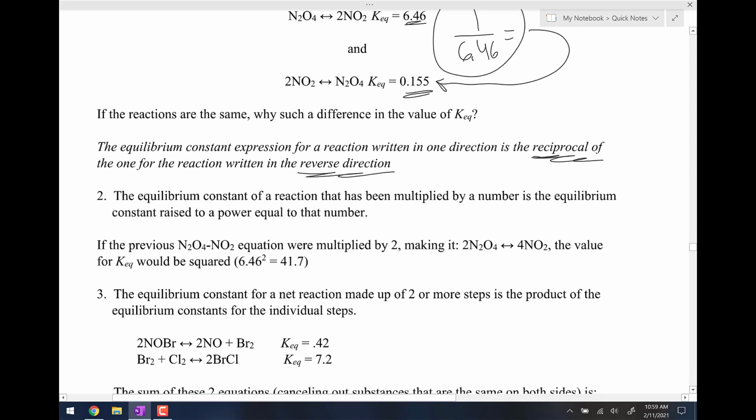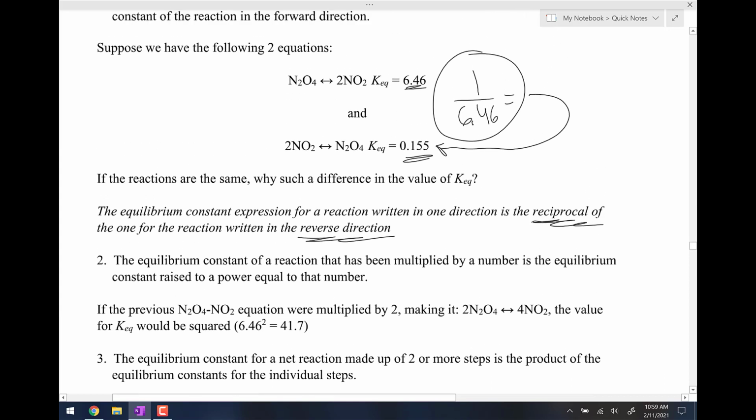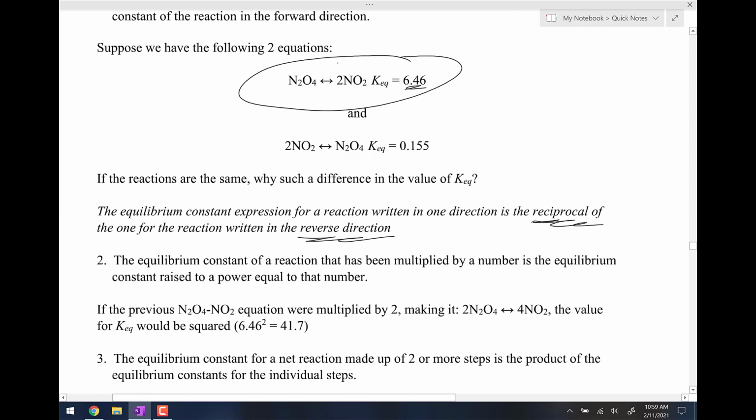Okay, what if you take a chemical equation and, let's look at this one again, instead of 1 N2O4 and 2 NO2s, we change that to 2 N2O4s and 4 NO2s. What we've done is we've doubled everything in that equation. And when you double everything in an equation, you raise the equilibrium constant to that power.